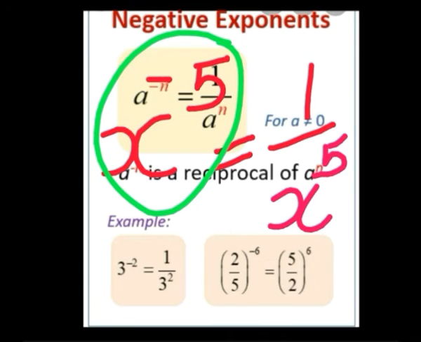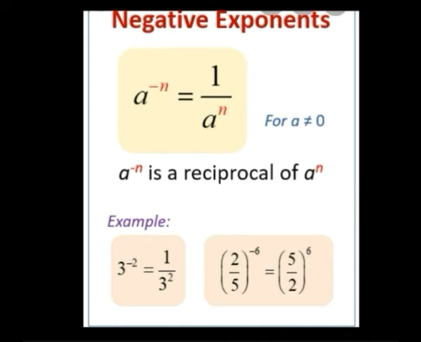Do you wonder why we are converting negative exponents into positive? Because any expression that has a negative exponent is not considered to be in its simplest form. That's why we have to convert a negative exponent into positive. Now look here, children. Here we are given two examples. One is 3 to the power minus 2. Now 3 to the power minus 2 is written as the reciprocal of its positive, that is 1 upon 3 square.